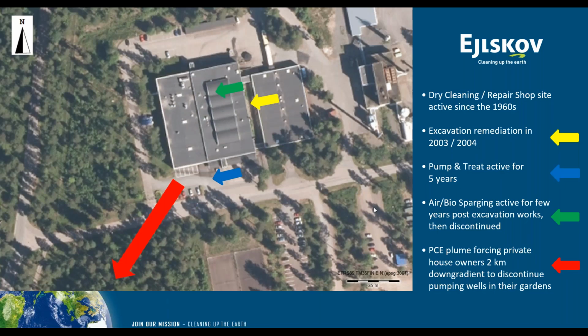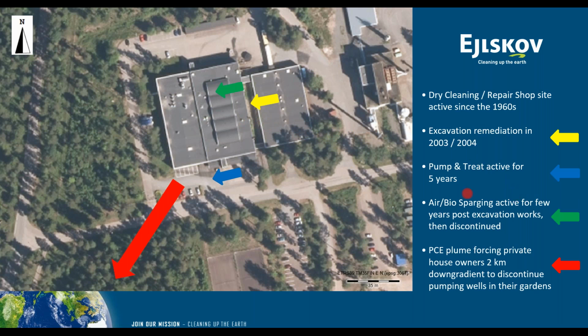So a little bit of history about our site. The facility has been a dry cleaning and repair shop since the 1960s. Throughout the years, it has gone through a series of site investigations which have highlighted the issues of chlorinated solvent contamination, both in soil and groundwater. This led to a series of activities on site, combined with some site infrastructure refurbishment, starting in 2003 and 2004, where excavation remediation was performed in between the two buildings where the former USTs for the PCE were located.